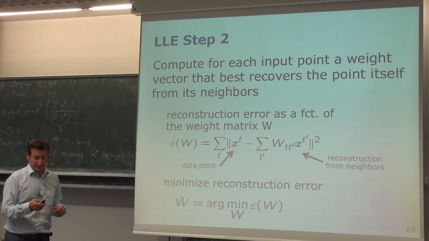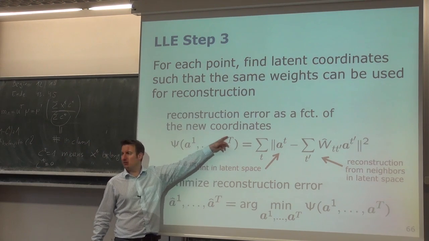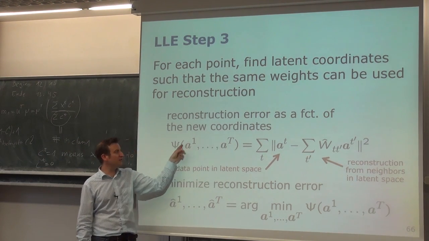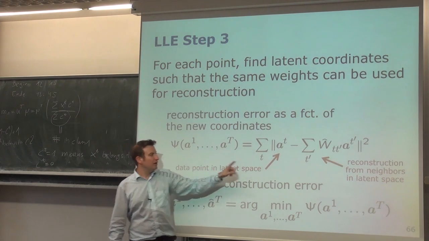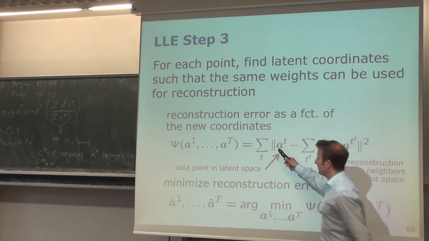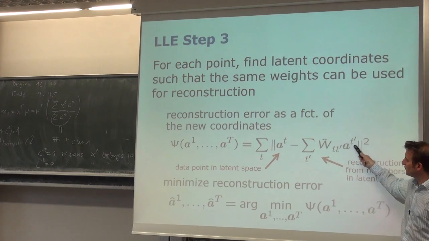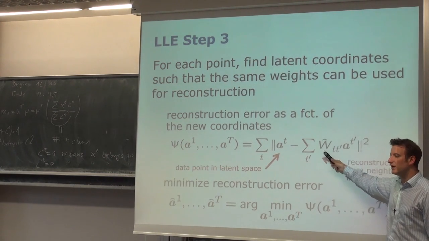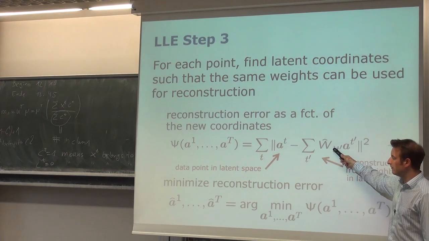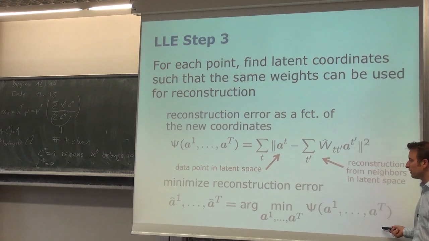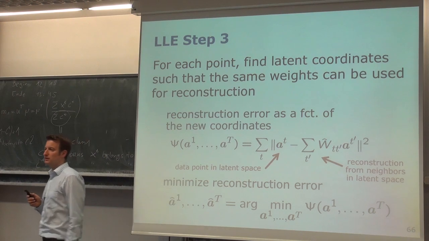Then the third step is a second minimization problem where I say, okay, now I have my lower dimensional points A, my coordinates, so that I can take the coordinate of this point in this latent or low dimensional space and subtract the reconstruction of exactly the same neighbors, with exactly the same matrix I identified before. And then I perform a second minimization problem, which gives me then the latent coordinates for that original data point.